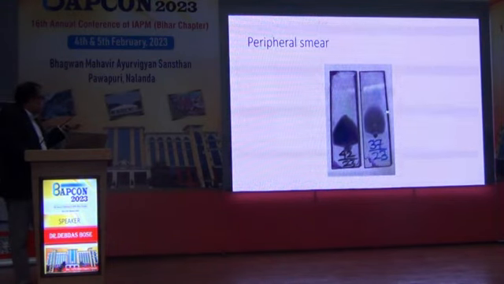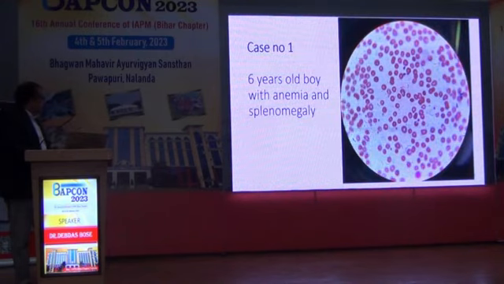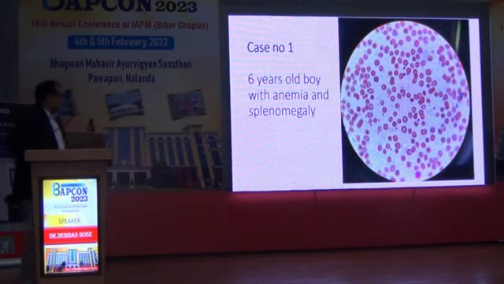This is the PS. See the different types of PS. This is normal, and this is some polycythemia vera. This looks at the density of the cells. Okay, so I will discuss some cases, 10 minutes only.